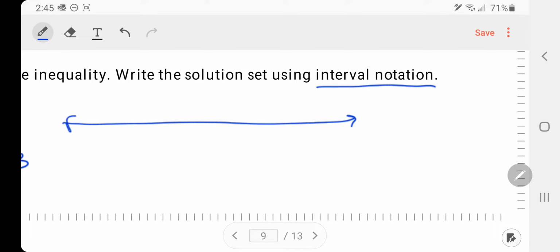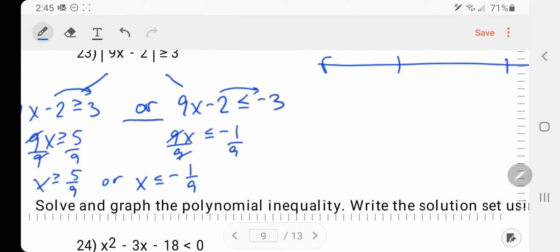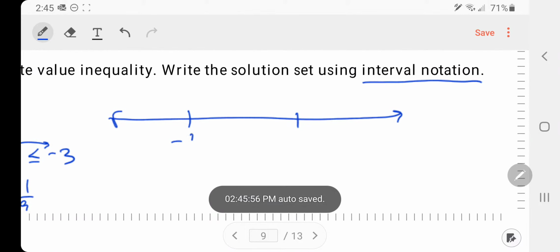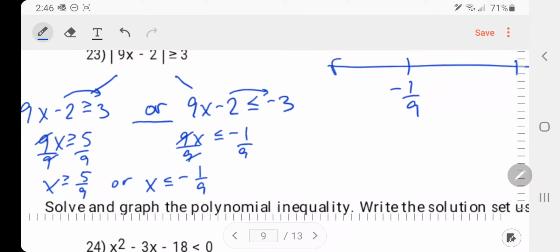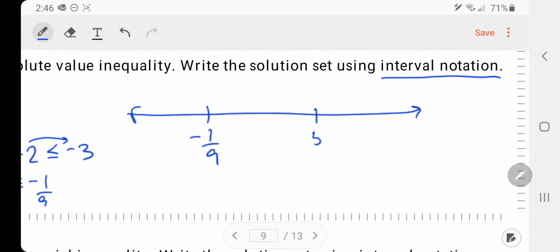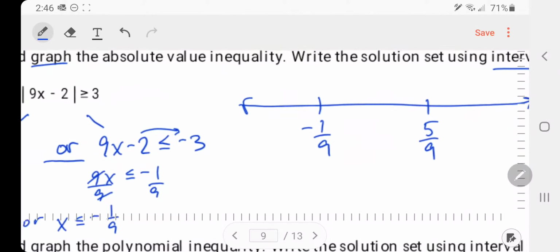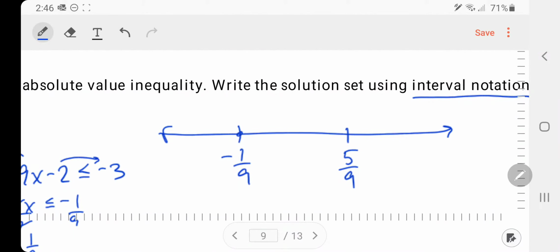Now to the graph. We have 2 critical points. They need to be in the right order. So that's negative 1/9 and positive 5/9. Are those going to be open or solid? They're going to be solid dots.